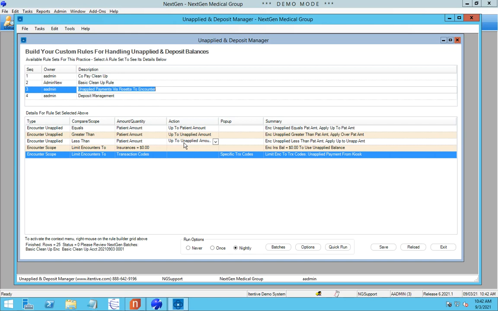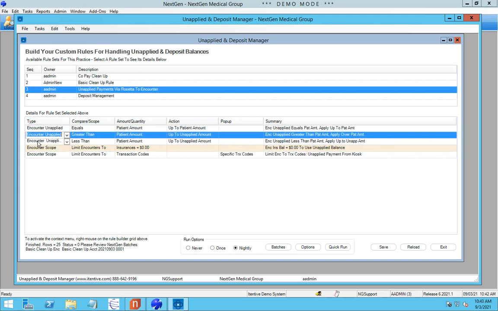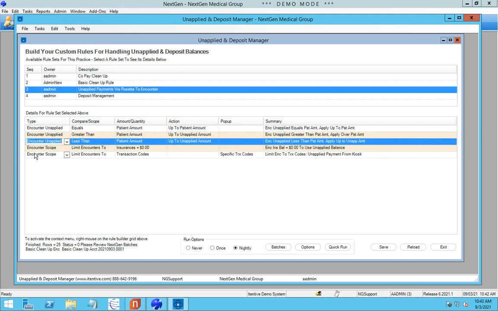So the money will land on the encounter, and normally the money is taken before there are charges on the encounter, and it'll end up in unapplied. What happens due to various timing issues is often that money can languish in unapplied. So we created a simple rule just to go ahead for that transaction code that comes in over Rosetta and apply those. So this is a case where we have the equals, greater than, and less than, just like before.